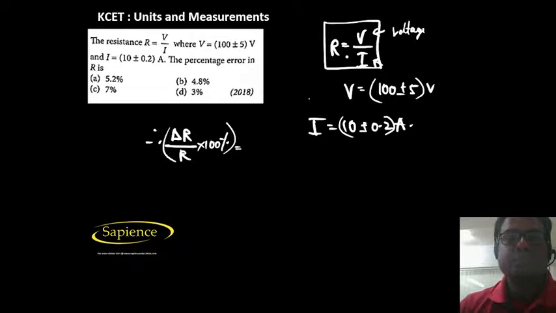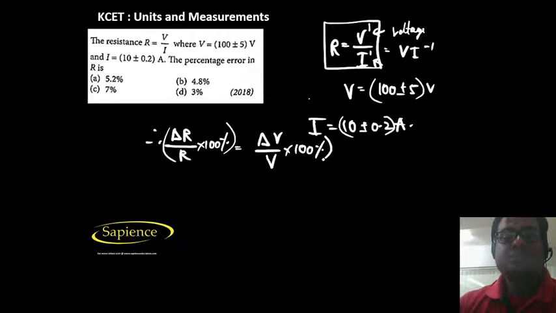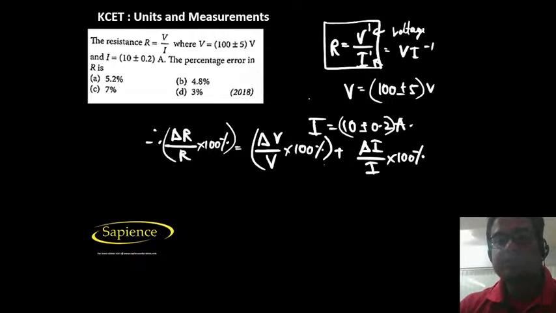So here the power of V is 1 and the power of I is 1. Actually it is V into I to the power minus 1, so the power of V is 1 and the power of I is minus 1. Therefore delta R by R into 100 will be equal to delta V by V into 100, which is the percentage error in V, plus delta I by I into 100, which is the percentage error in the current I.